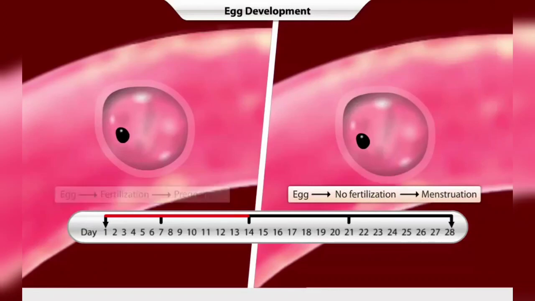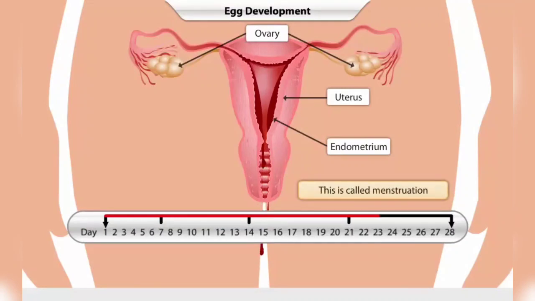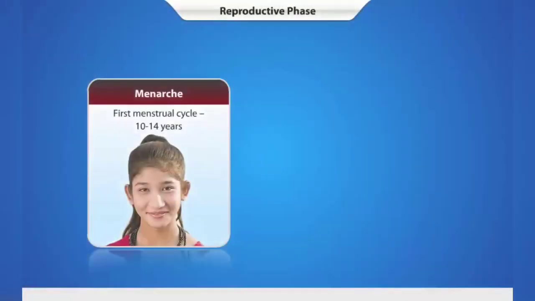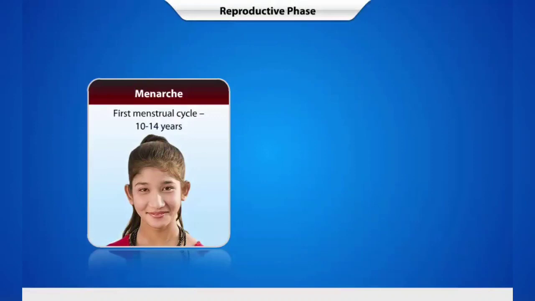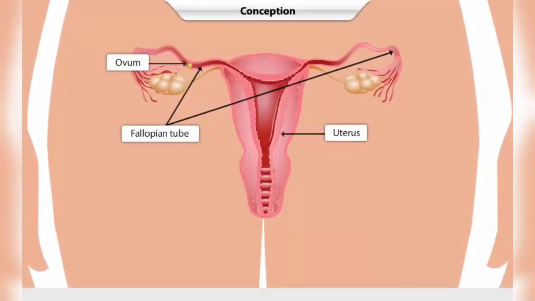If fertilization does not occur within 12 to 24 hours, the egg disintegrates and dissolves and is shed along with the lining of the uterus and its blood vessels. This shedding is called menstruation. The female reproductive phase begins from her first menstruation cycle and lasts until she reaches menopause. Conception or fertilization occurs in the fallopian tube.